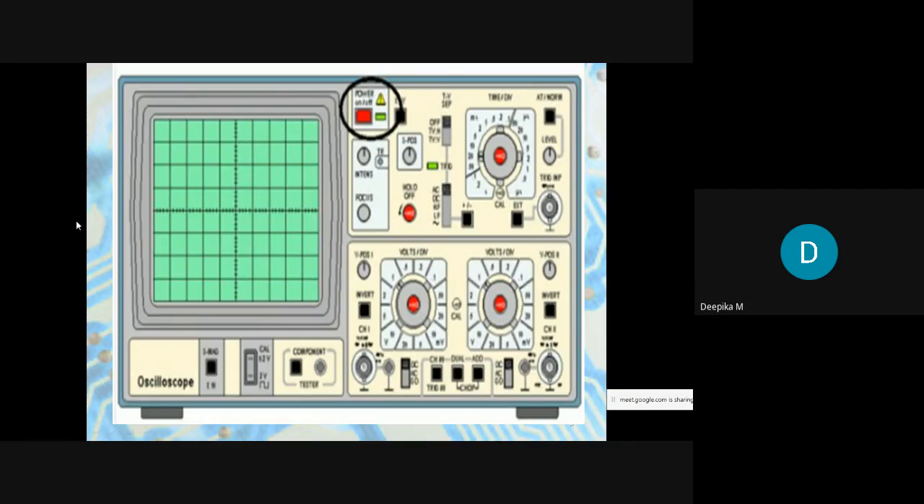And whatever axes you can see here, this is the x-axis, or we call it the time axis. By this we can measure the period or time of the signal, and this adjustment can be done by using this. You can see here, this is the time per division knob. By using this adjustment, you can vary the x-axis of the signal.